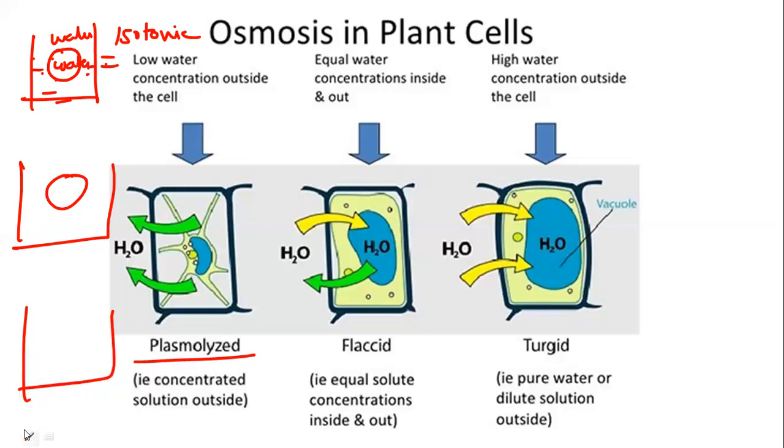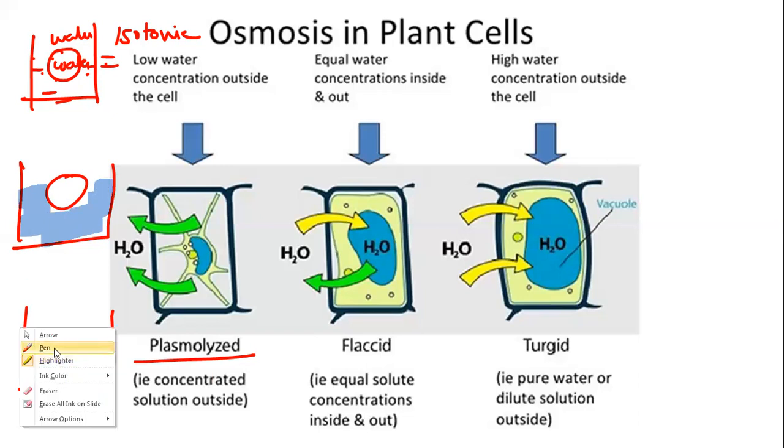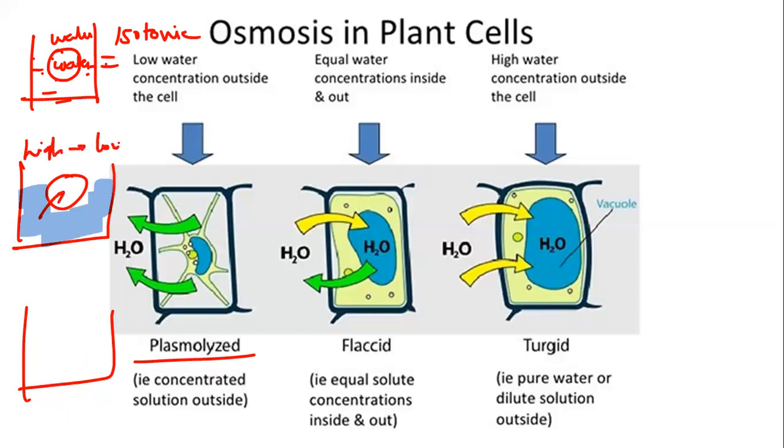Let me go with the highlighter. Let's say a cell is filled with a beaker, and this has a high water content. So the water will move from high concentration to low concentration, and this condition is called hypotonic condition. By and by the cell will start bulging. That is called hypotonic.